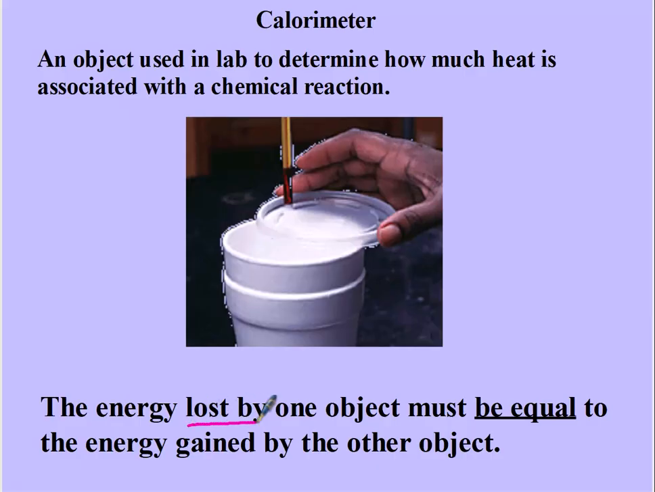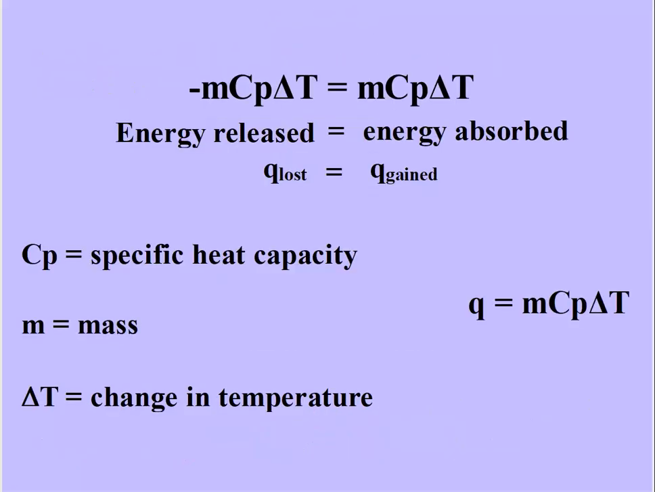The energy lost by one object has to be equal to the energy gained by another object. So we have an equation. We have Q equals mCp delta T. We use that one when we have just one substance. Q is going to be our heat. M is mass. Cp is the specific heat capacity. And delta T is the change in temp. If your mass was in moles, then we could use the molar heat capacity.